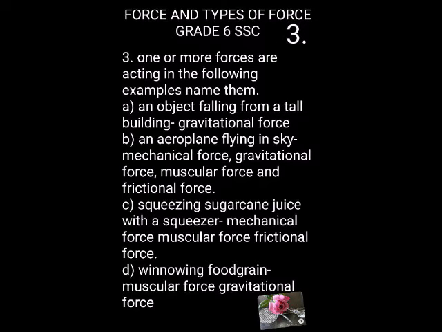One or more forces are acting in the following examples. Name them. An object falling from a tall building, gravitational force. An aeroplane flying in sky, mechanical force, gravitational force, muscular force, and frictional force. Squeezing sugarcane juice with a squeezer, mechanical force, muscular force, frictional force. Winnowing food grain, muscular force, gravitational force.